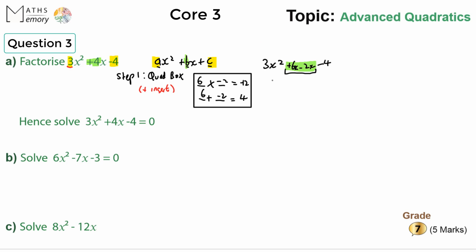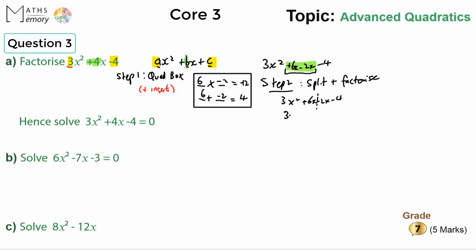So step 2, let's do this. Step 2, we're going to now split and factorize the whole thing. So we split this up. All right, 3x squared plus 6x minus 2x minus 4. Split this up into such and factorize this.